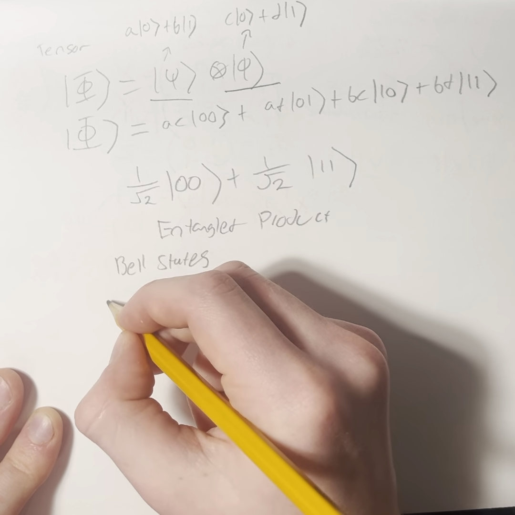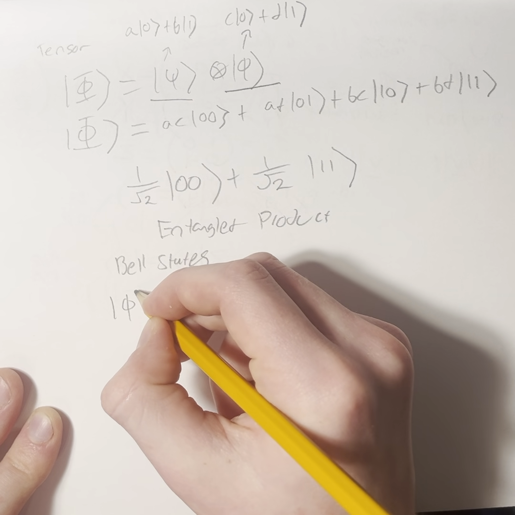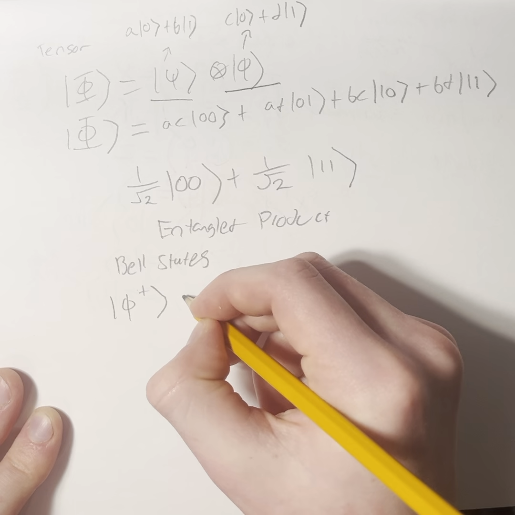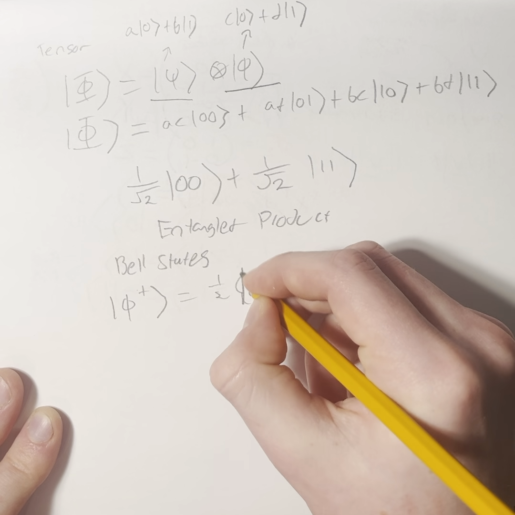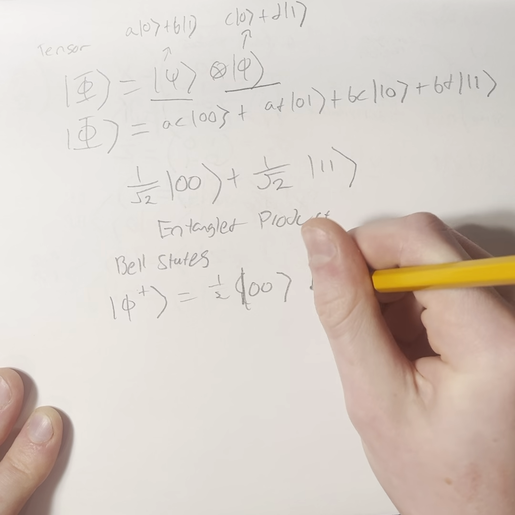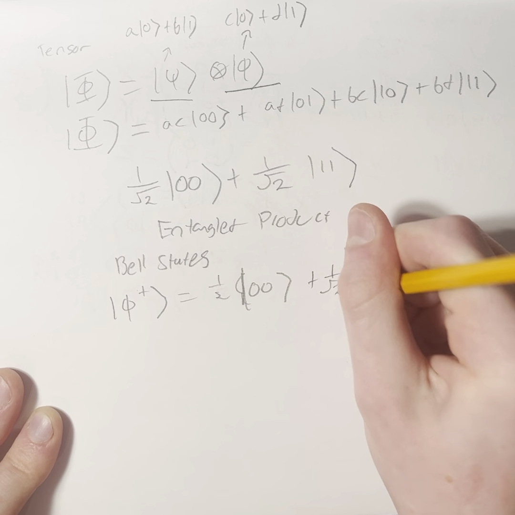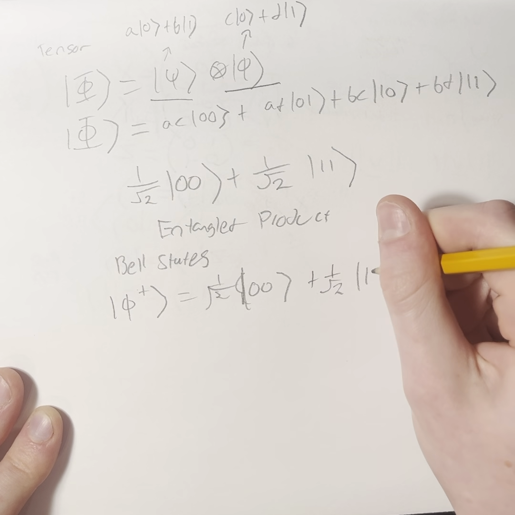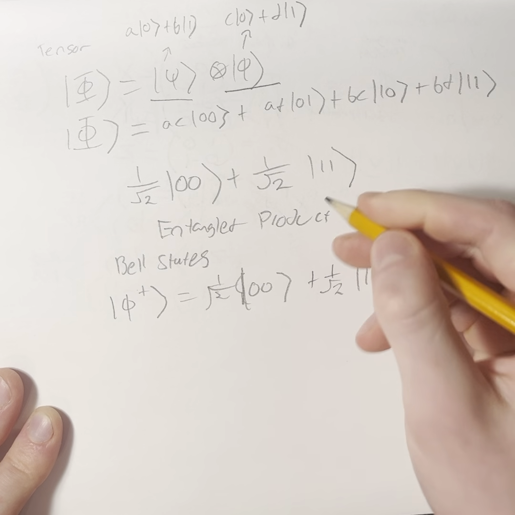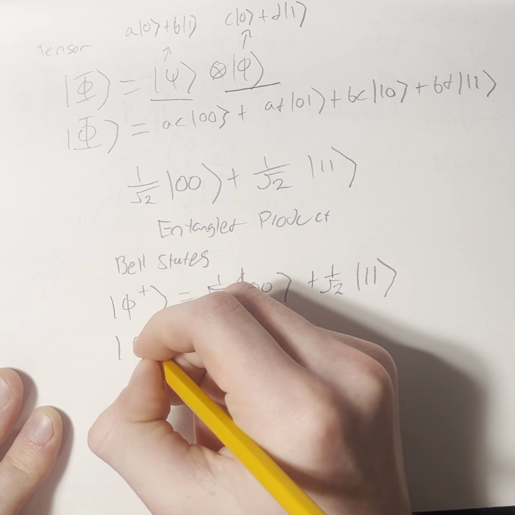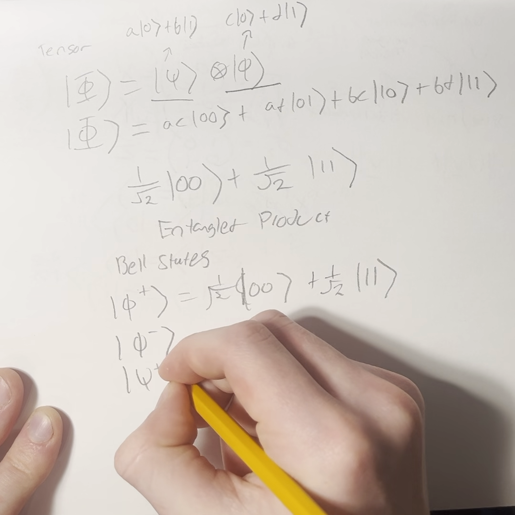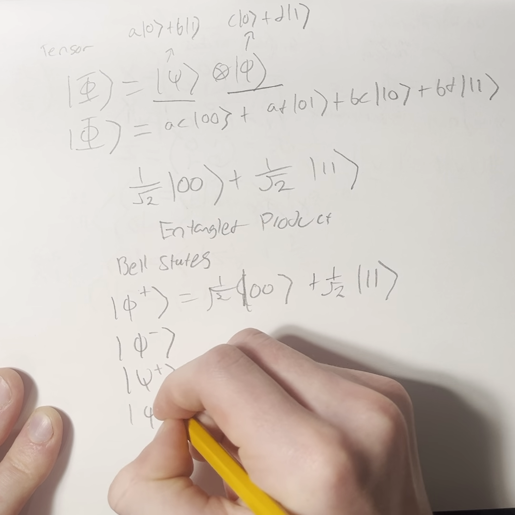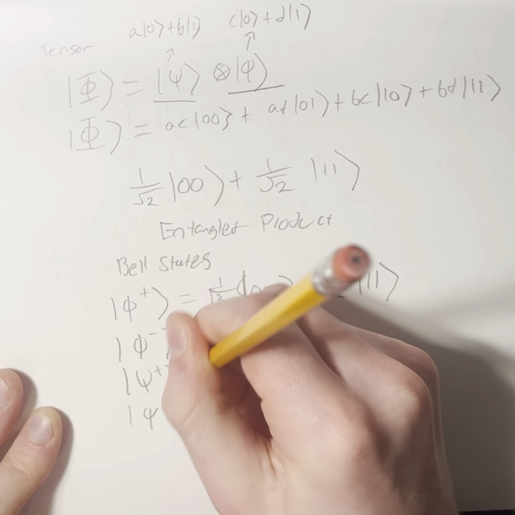So this can be represented as psi plus, that's equal to 1 over root 2 ket 0,0, plus 1 over root 2 ket 1,1, which is what we just wrote. There's psi minus, then there's phi plus, and phi minus. These are just standard notations.